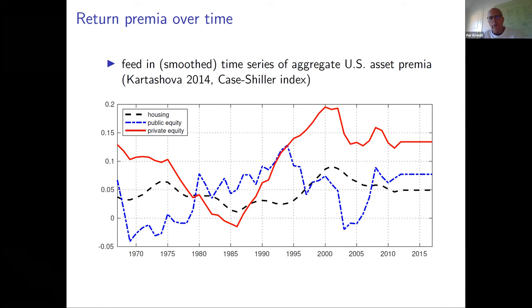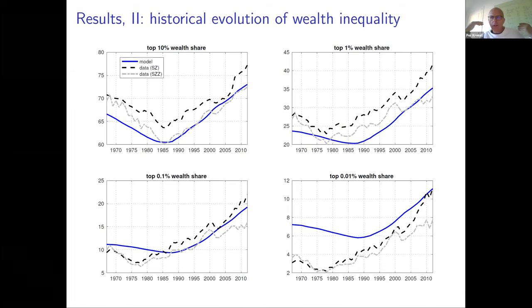And then this is what we predict for inequality over time. There are two gray curves in each one, which is whether you use one or the other measure of wealth, but basically our point here is that the model is the blue, and it does surprisingly well to also track wealth inequality over time. Let me tell you that the reason why we can track the U-shape is that the returns move that way. Without the return movements, you can't get this, all right?